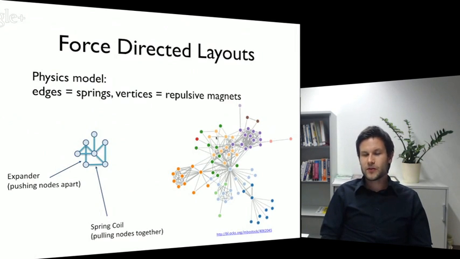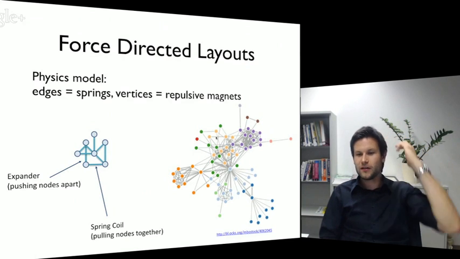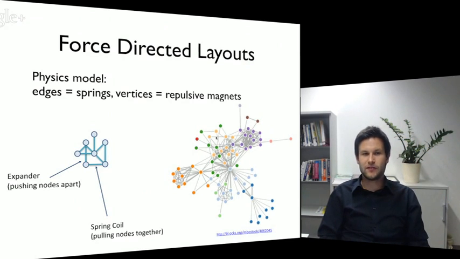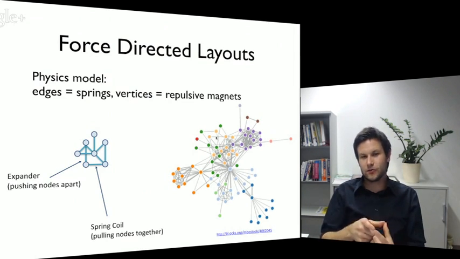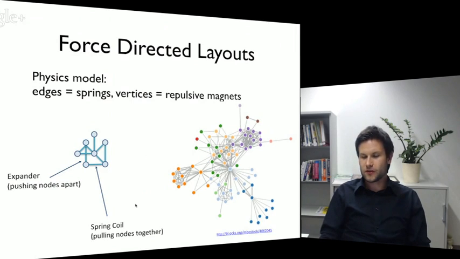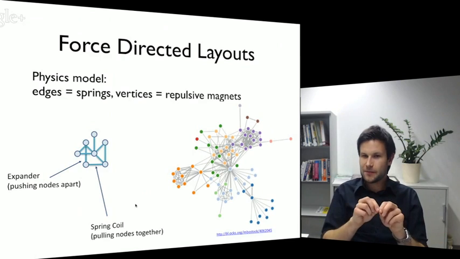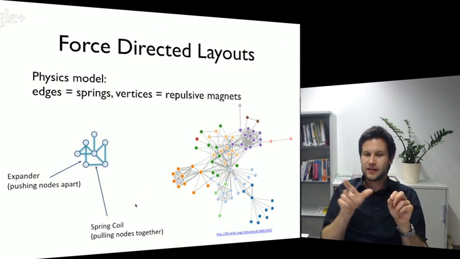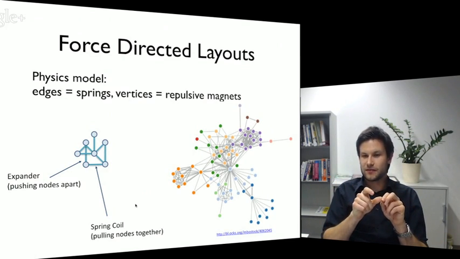In terms of layouts, one of the most widely used is force-directed layouts. You may have seen them. The idea is that you have a physical model working in the background, where the edges can be seen as springs holding together the nodes, and the vertices are repulsive magnets. So nodes, of course, should not overlap, so they repulse each other, but they're connected using springs.